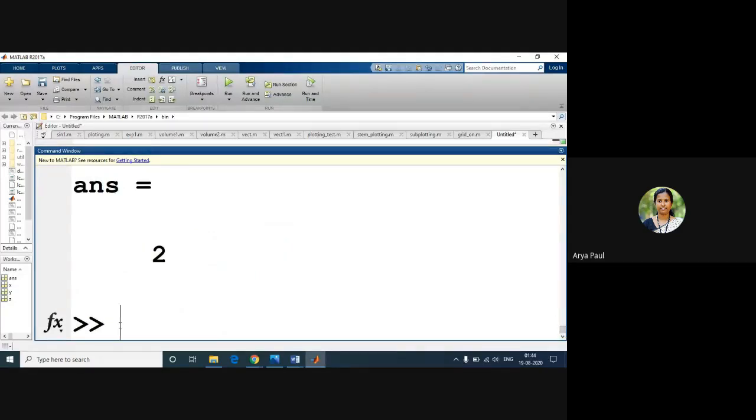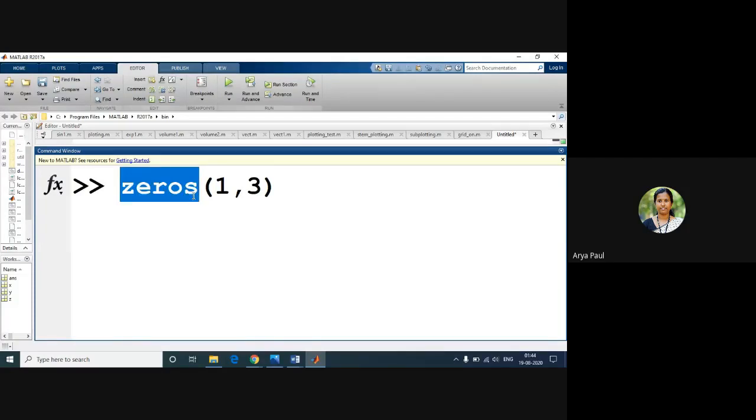And one more very interesting function. Type zeros of 1, 3. You are creating a row of zeros. How many rows? You're creating only one row. How many columns? You're creating 3 columns.